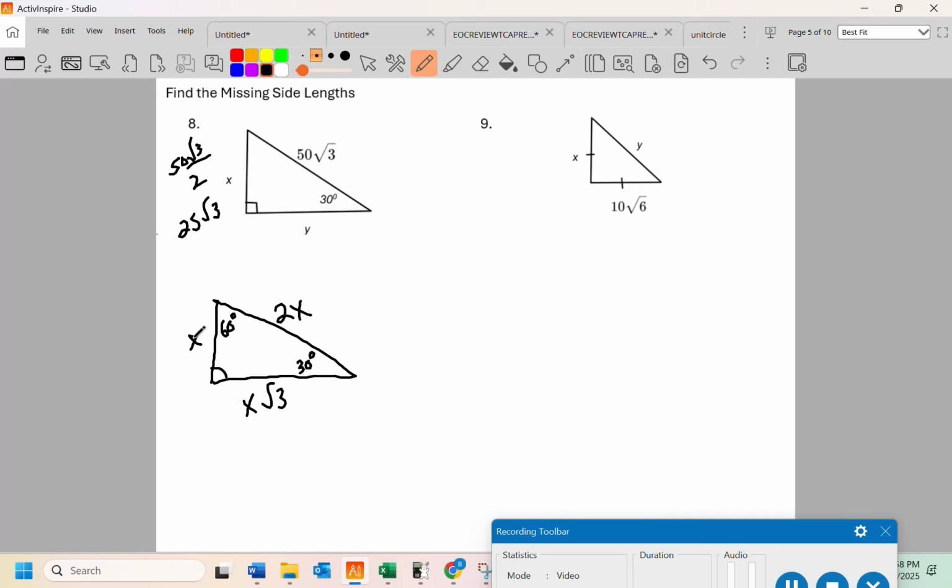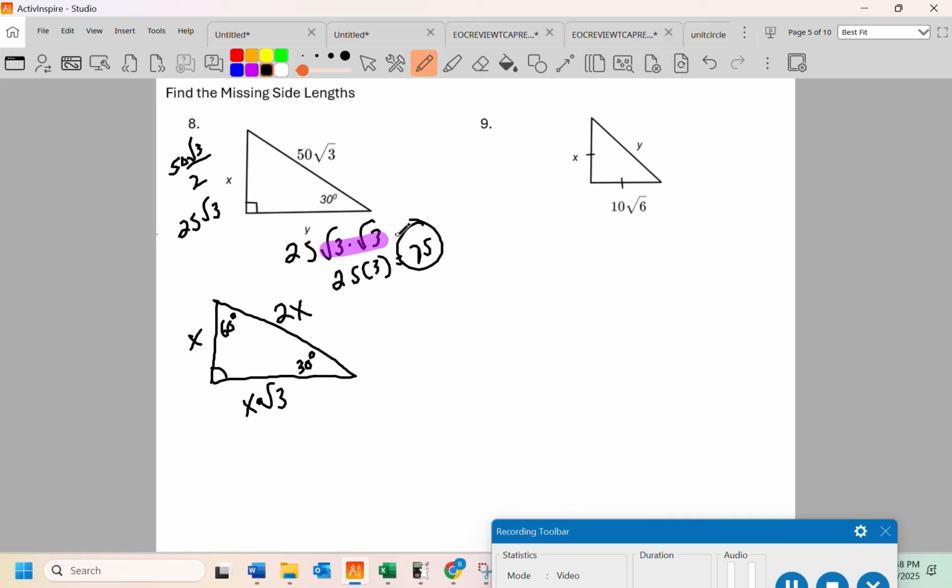Y, it says take this short leg and insert a multiplication of root 3. So it's going to be 25 root 3 times root 3. If you focus on your like terms, root 3 times root 3 is 3, and 25 times 3 is 75. So there's your missing pieces.